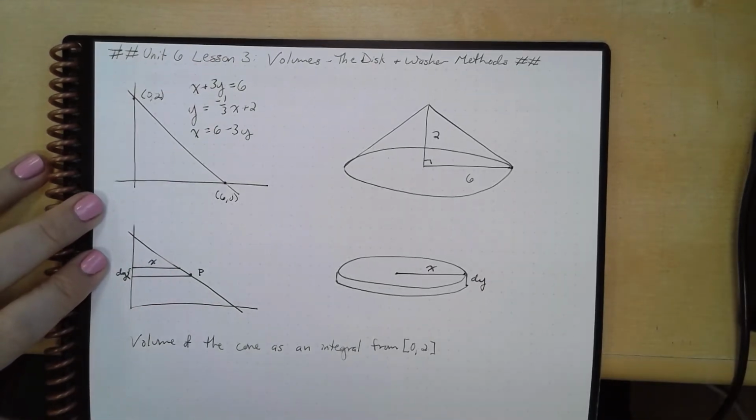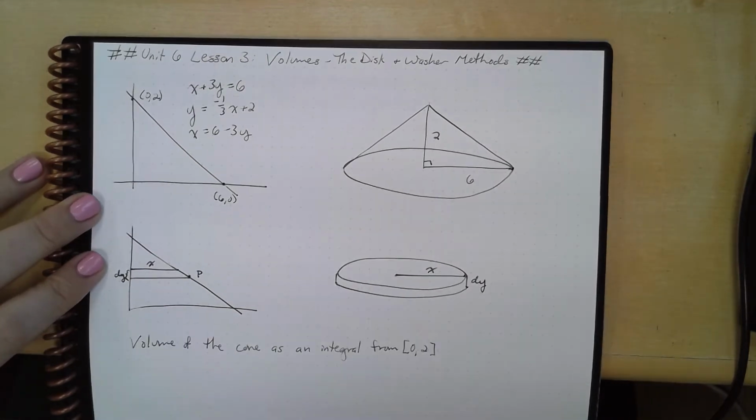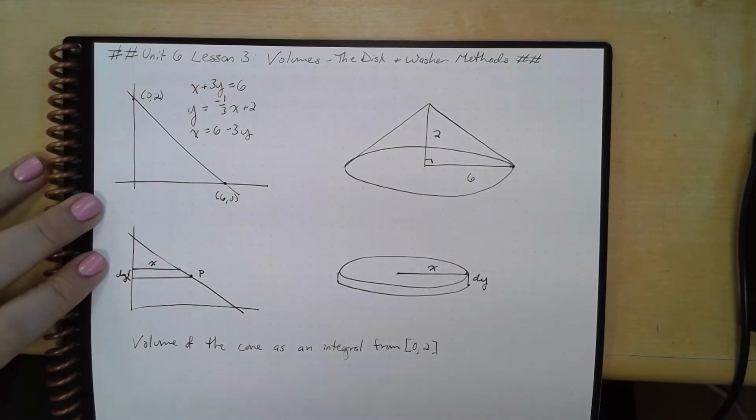Hello and welcome back. So today we are talking about finding volumes using the disk and the washer method. You've found volumes before, of course, during geometry, but now we're going to use a calculus-driven method to actually find volumes of a rotation around an axis.